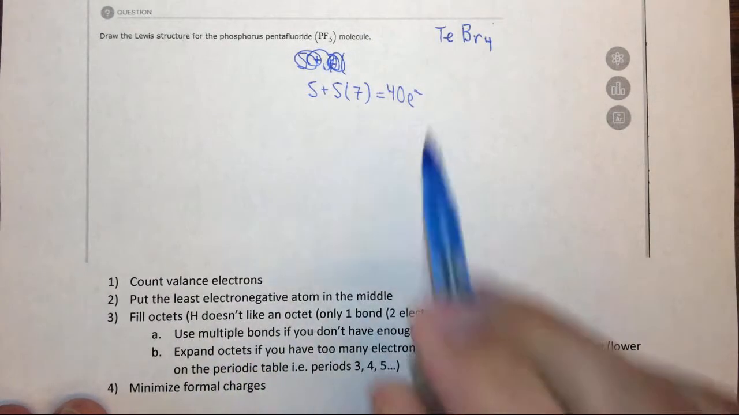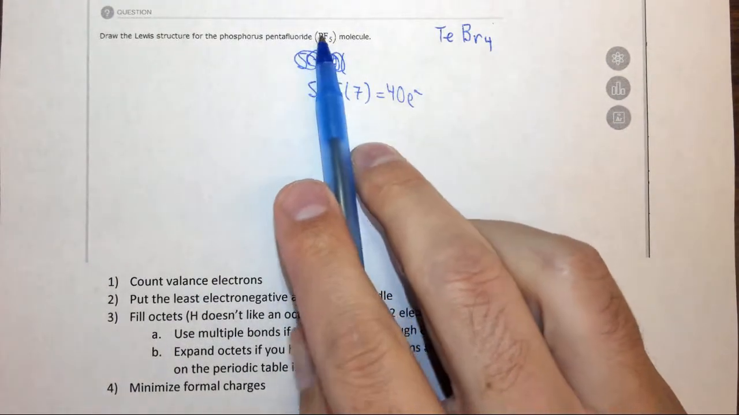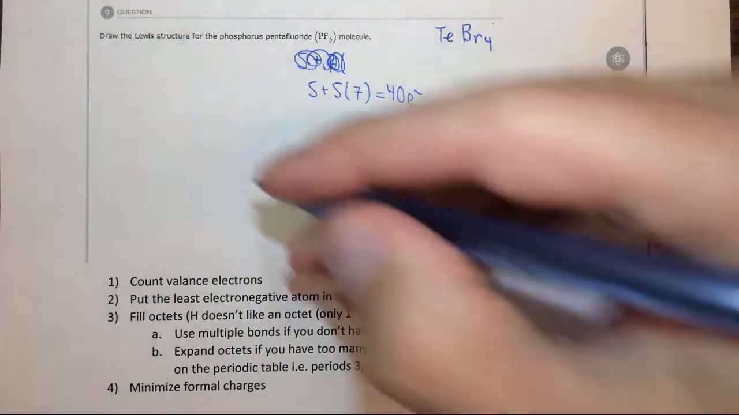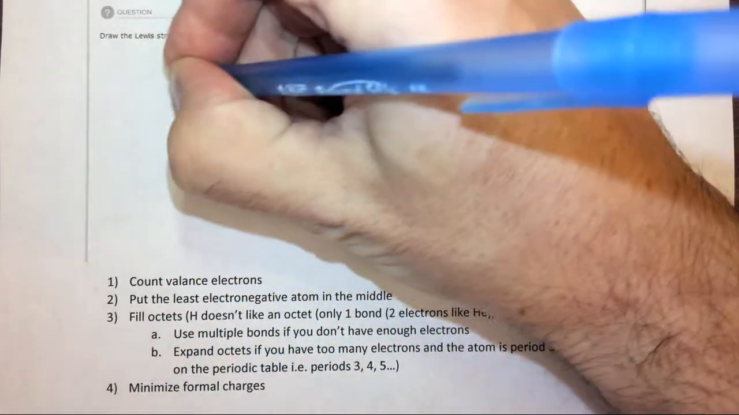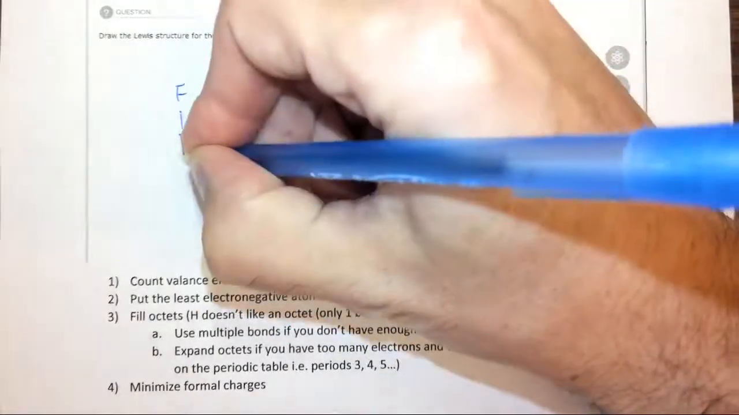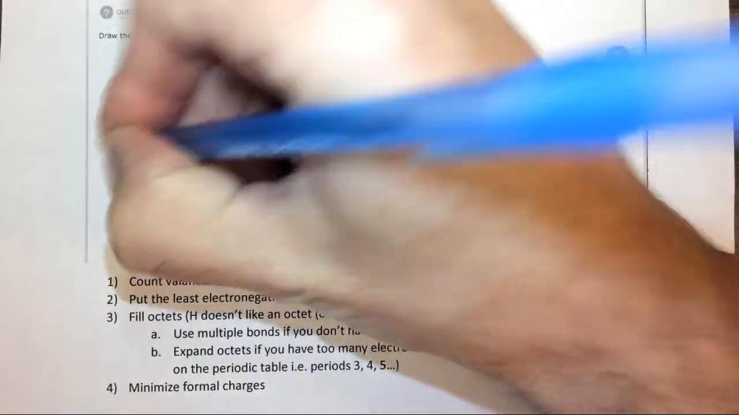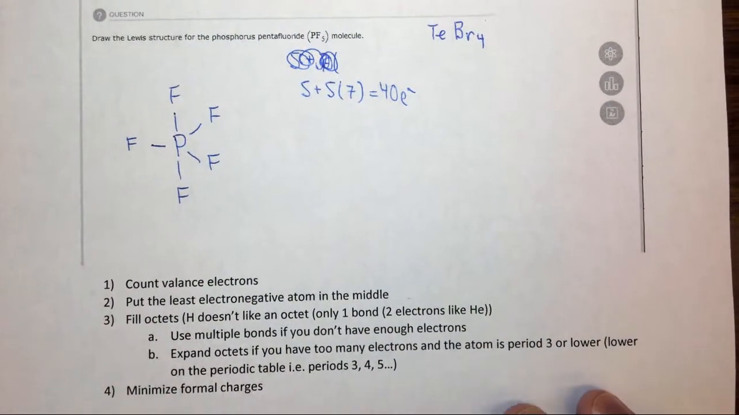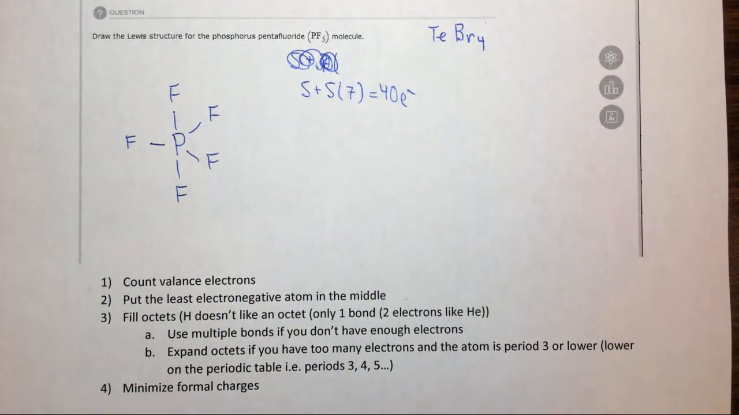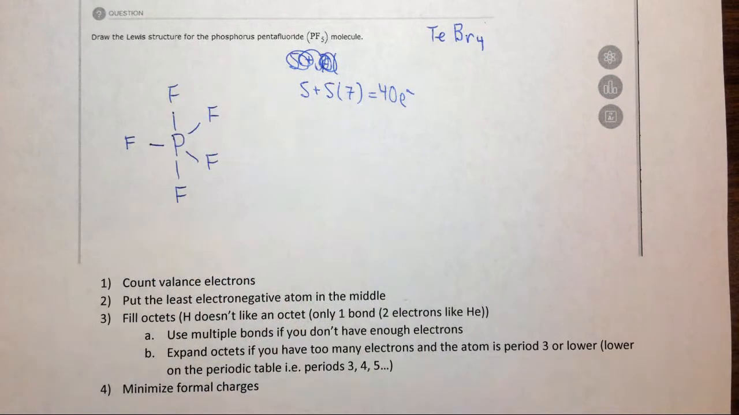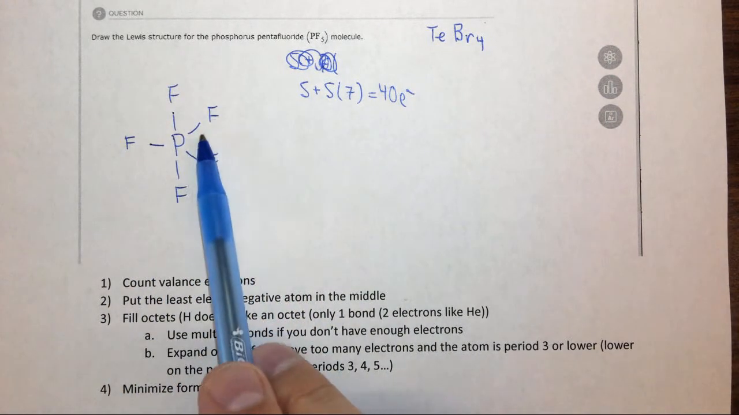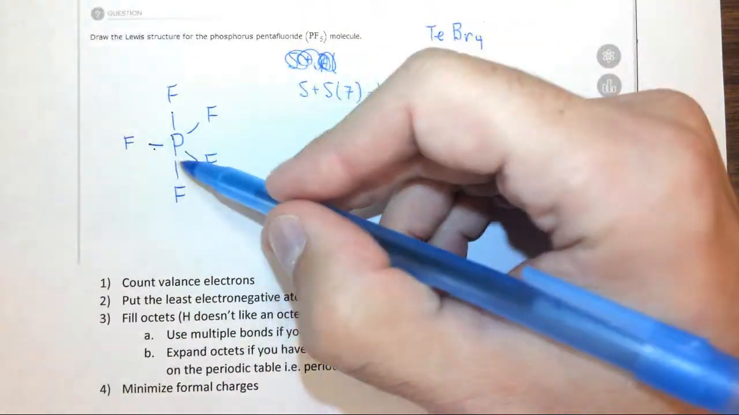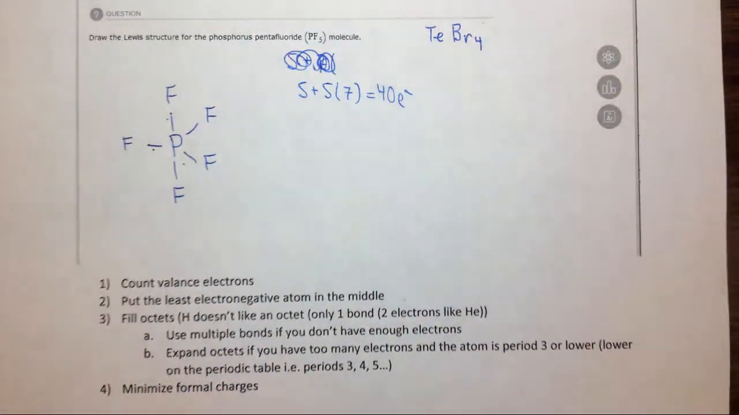Put the least electronegative atom in the middle. Fluorine is the most electronegative atom, which leaves phosphorus to go in the middle. And we bond it to 5 fluorines, like so. Instantly, we notice there might be a problem. Before we even put in all the rest of the electrons, we notice there might be a problem because phosphorus has expanded its octet. It has 2, 4, 6, 8, 10 electrons around it.